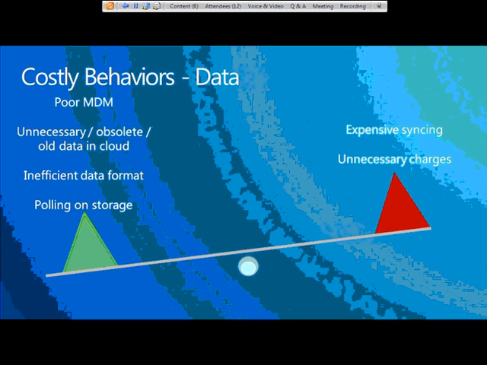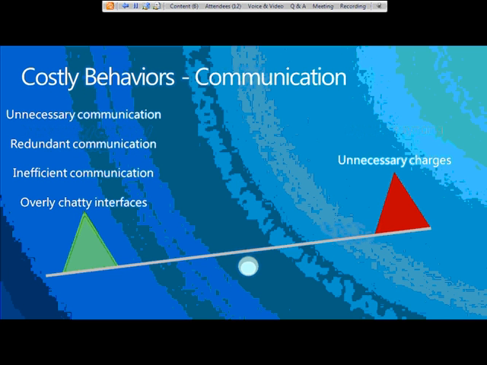If you have a lot of anything, little things matter. There's a multiplier effect. And then behaviors like polling on storage, like looping on a queue. Not going to kill the enterprise, but not a good idea in the cloud. You have that ongoing transaction charge you're racking up. Communication: unnecessary communication is going to cost you in terms of bandwidth. So is redundant communication, inefficient communication, or overly chatty interfaces. All of these will contribute to higher bandwidth charges than you need to have.